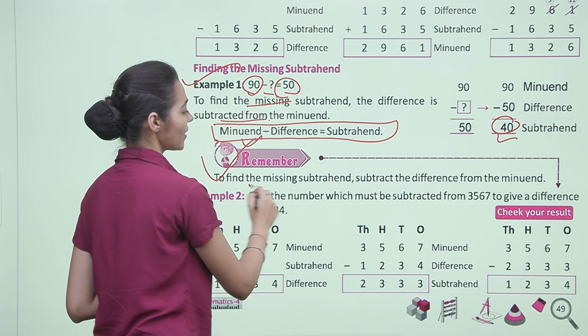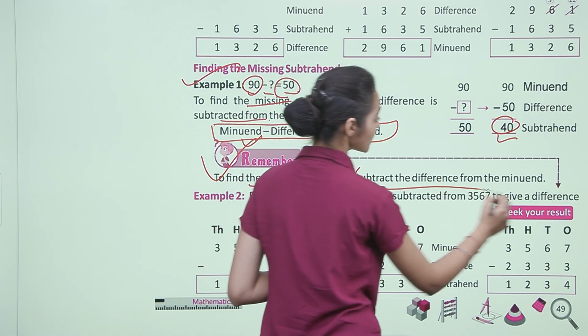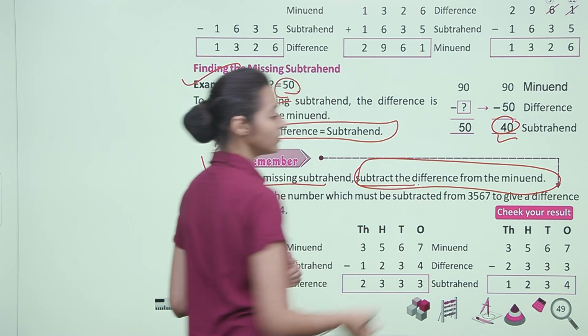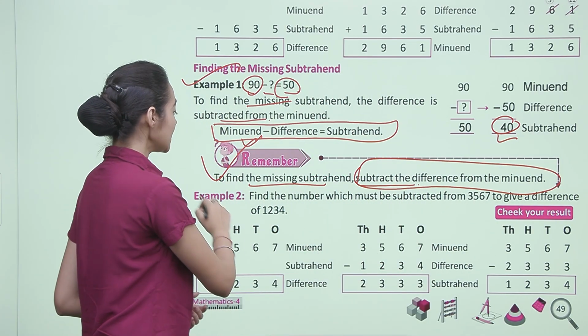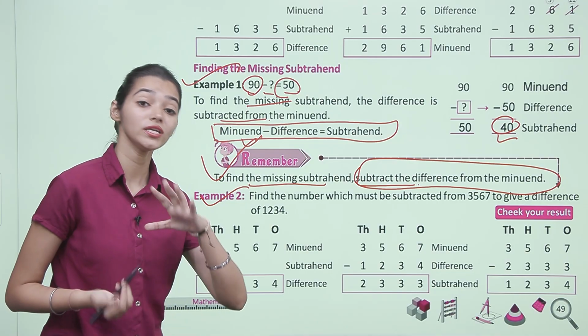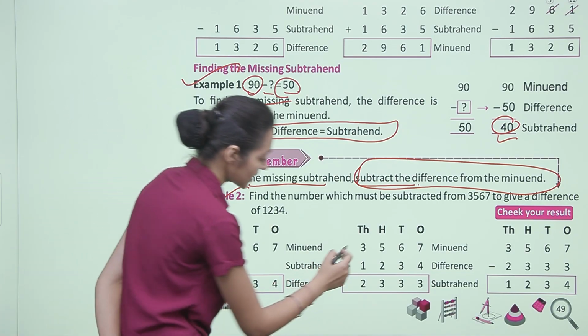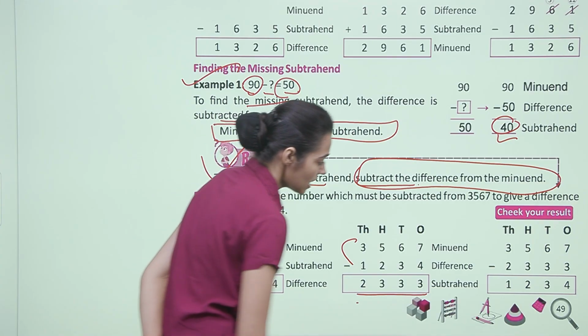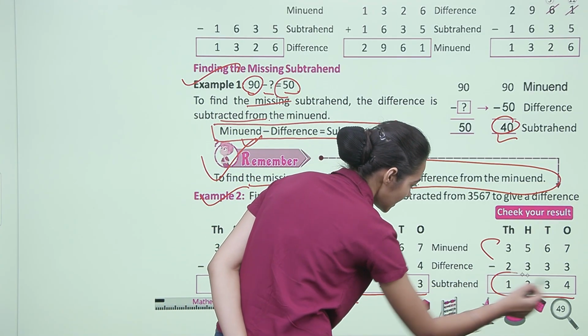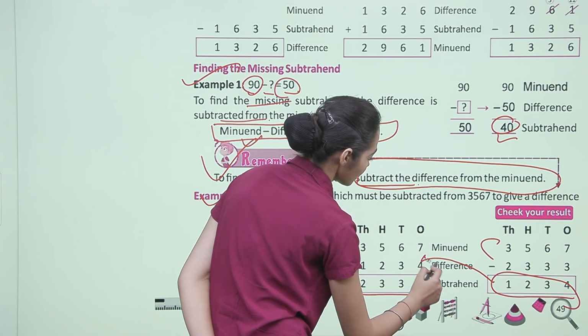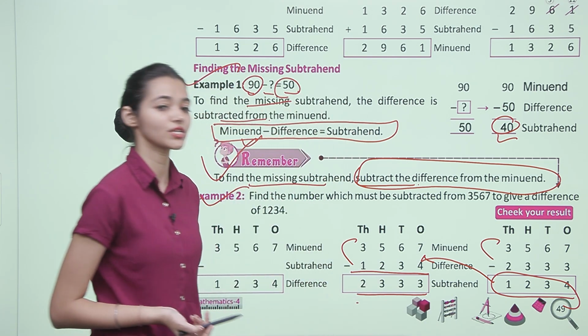Now always remember, to find the missing subtrahend, we have to subtract the difference from the minuend. Now in example number 2, we have to find the number that must be subtracted from this number to give a difference of this. That means we will find the difference of these numbers. This is our subtrahend. After that we will find the difference, and if this is our answer, that means yes, this is our difference, that means our answer is correct.